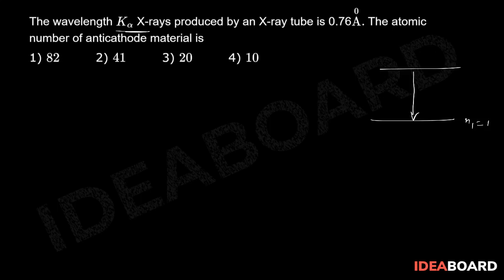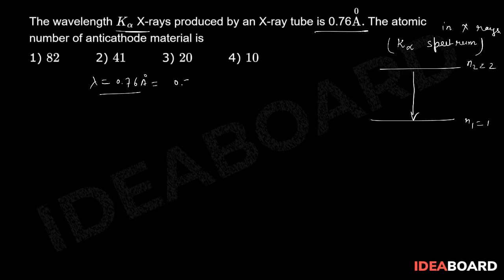So I can write n1 is equal to 1, n2 is equal to 2. This is fixed for the K alpha spectrum in X-rays. They have also provided us the wavelength lambda, 0.76 angstrom, which can be written as 0.76 into 10 to the power minus 10 meters, or 7.6 into 10 to the power minus 11 meters. Once I have written this, they want to know the atomic number.